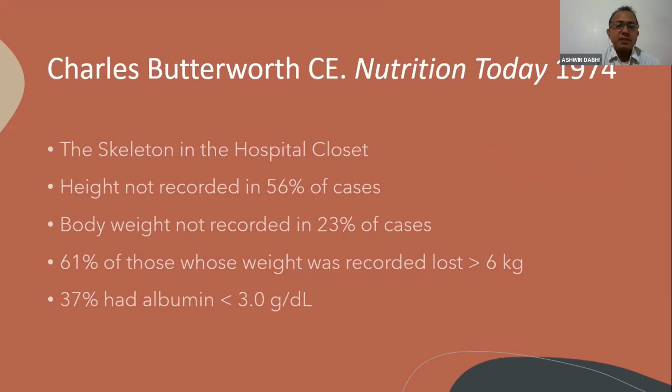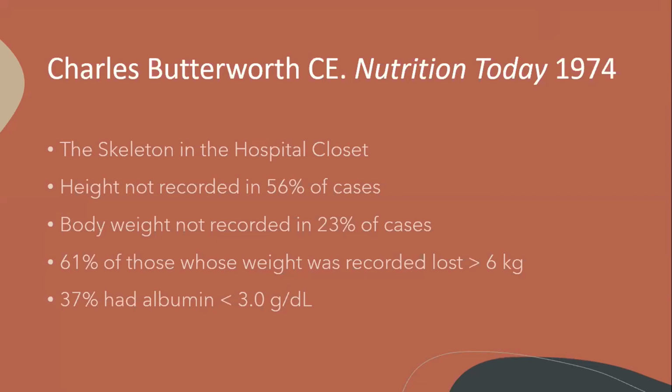This was one of the famous publications that first came out with respect to hospitalized patients, from Dr. Charles Butterworth way back in 1974 from the UK. What he observed was that height and weight were not recorded in the majority of patients. Close to 60% of patients lost more than 6 kilograms of weight after hospitalization, and 40% of the patients had albumin levels below 3 grams per deciliter. And all of you know that the level of albumin is a good prognostic marker with respect to the outcome of that particular disease manifestation.